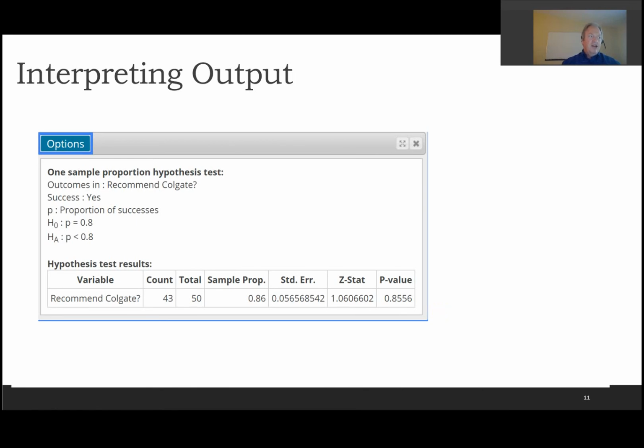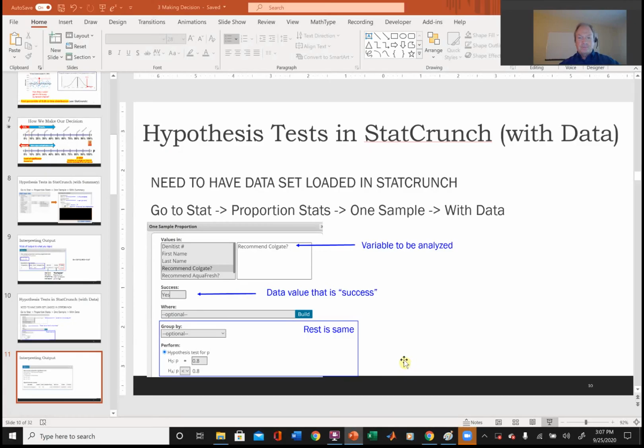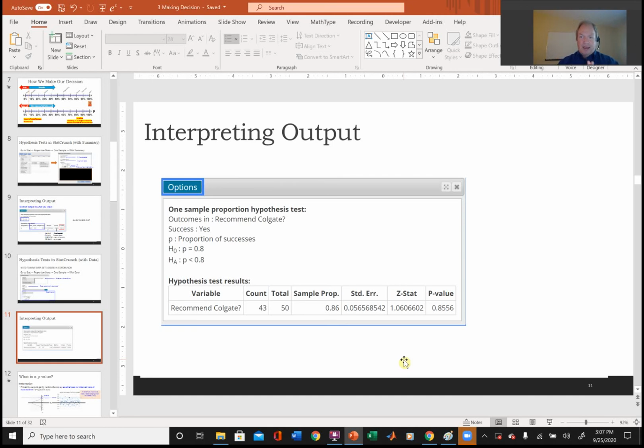Now there's an interesting thing about this p-value. Once you get a little familiar with p-values, one of the things you'll notice is that this p-value is very, very large. And we're going to talk about why it's so large. Usually p-values are actually quite small. But now we know how to run a hypothesis test. We haven't talked about how to make decisions yet. We're going to get to that, but at least now we know how to run a hypothesis test in StatCrunch.